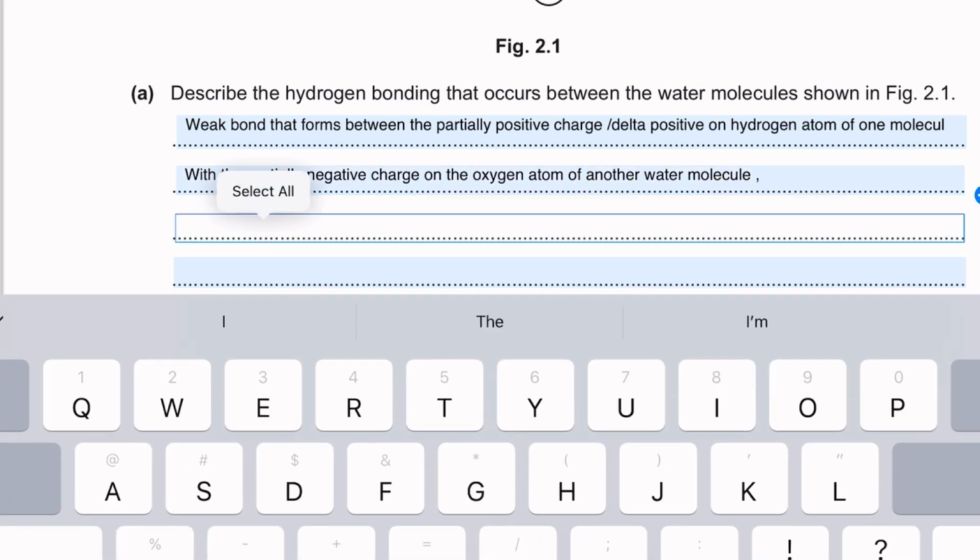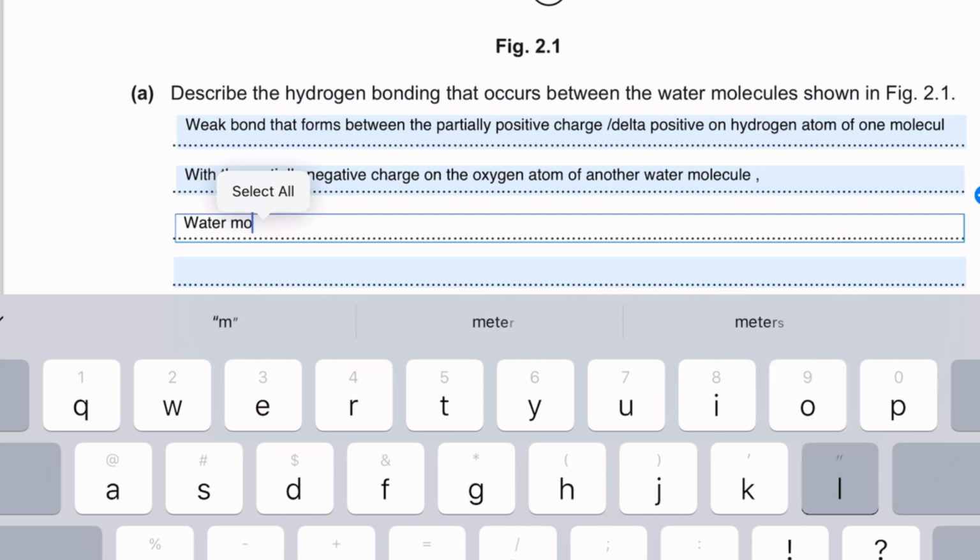Okay, now here is asking you to describe the hydrogen bonding that occurs between water molecules. What else do we know about hydrogen bonds? Why do water molecules form hydrogen bonds? Well, water molecules are polar, okay, and what does it mean to be polar? Water molecules are polar, which means that they have dipoles. Okay, so they have dipoles. What does it mean to have dipoles? Dipoles just means a uneven distribution of charge.